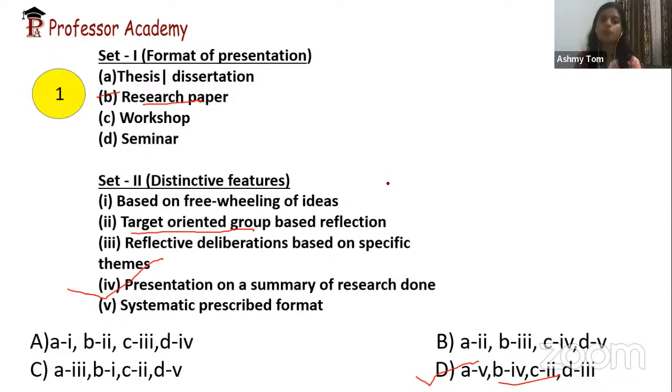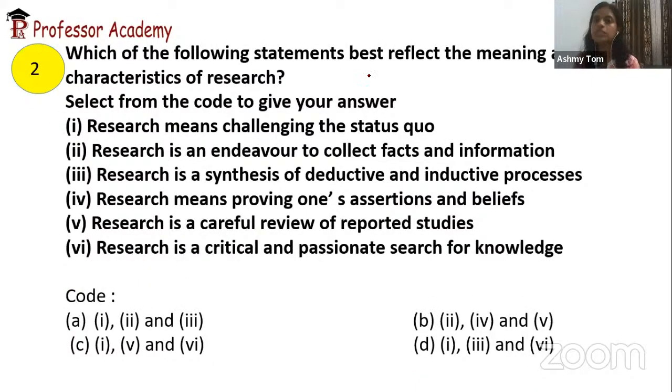Moving on to question number 2. Which of the following statements best reflect the meaning and characteristics of research? Select from the code to give your answer. First one, research means challenging the status quo. Second one, research is an endeavor to collect facts and information. Third, research is a synthesis of deductive and inductive processes. Fourth one, research means proving one's assertion and belief. Fifth one, research is a careful review of the reported studies. Sixth one, research is a critical and passionate search for knowledge.